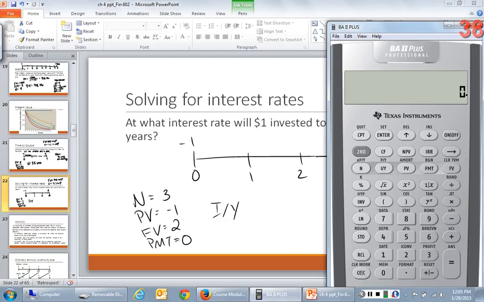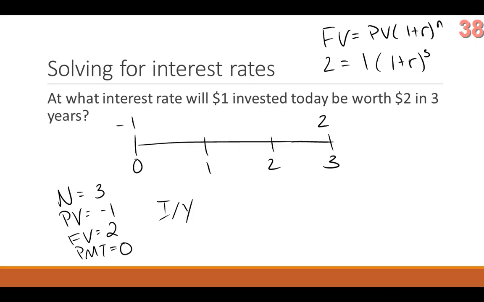So first step is to clear our time value of money. N is 3. The present value is a -1, so we push 1 and then the negative button. Present value. The future value is $2. The payment is 0. And we compute our interest rate. And we get 25.99%. So if we want our money to double in 3 years, we would have to invest it at 25.99%.